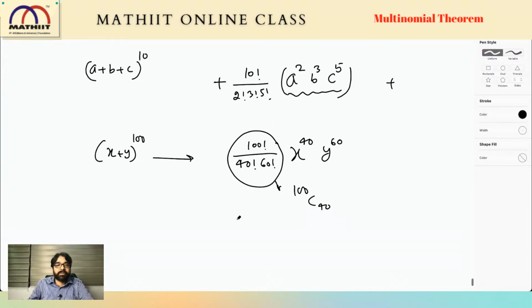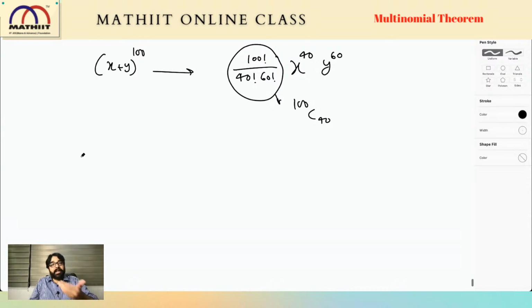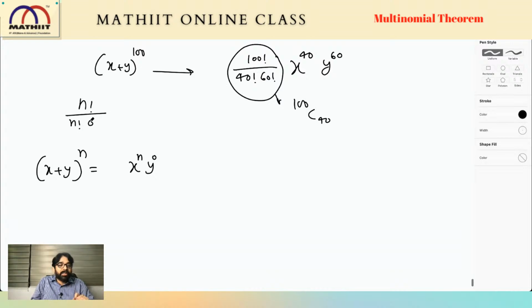Am I right? That is why the binomial theorem derivation came. If anybody says, I want to get the expansion of x plus y raised to power n, the first term will be x power n, y power 0. The coefficient of this will be n factorial by n factorial 0 factorial, which is nothing but nC0.